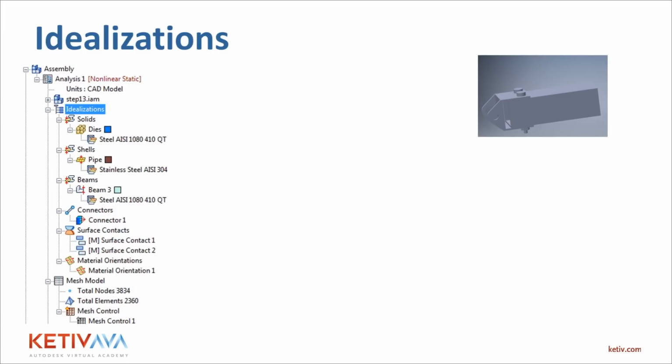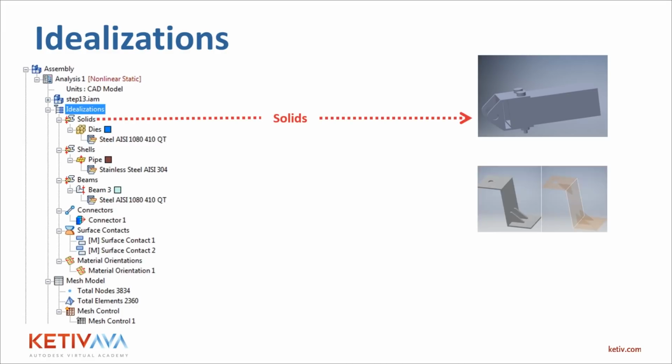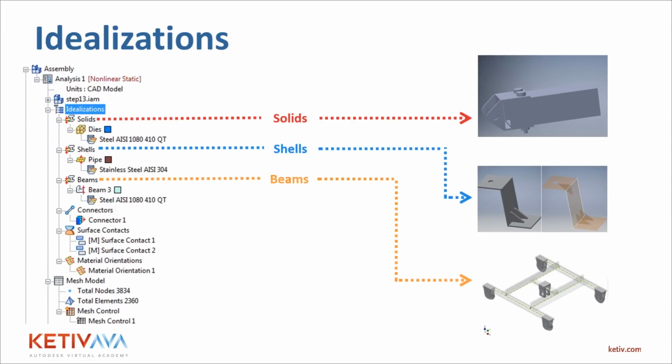Right? So for a complex model, for example, it can have solid elements. It could have an area that requires shell elements, and it could have components that require beam elements. So you can use all of these in conjunction, and the idea is to be able to convert the 3D CAD model into the best possible finite element mesh.